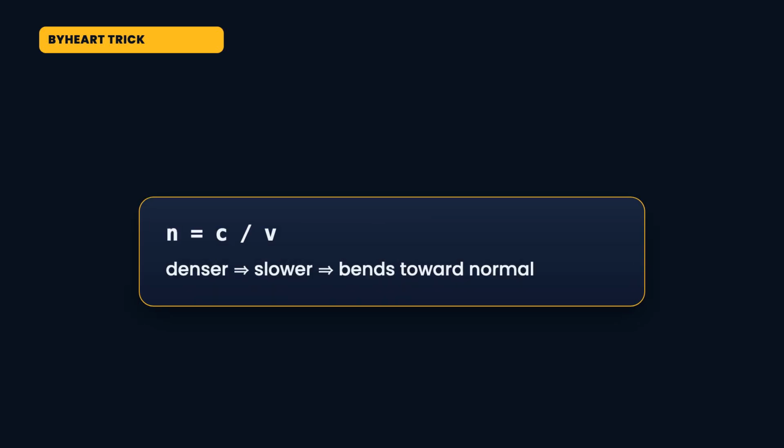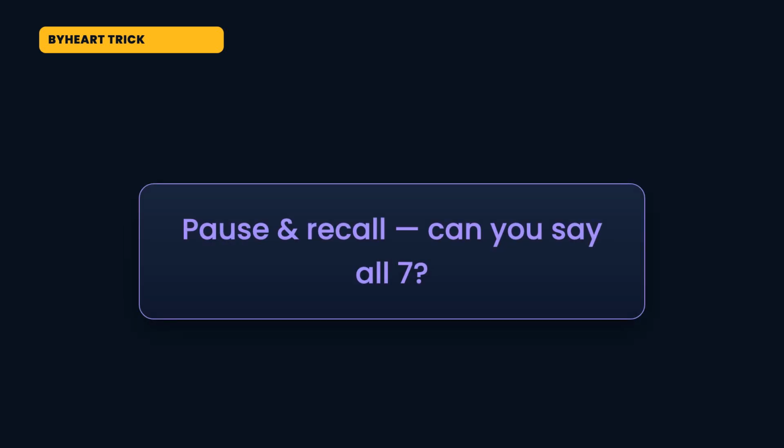6. Refractive index N equals C by V. Higher index means a denser medium, slower light, and more bending toward the normal. Now pause the video, cover the screen. Can you say them from memory? That one act of recall is worth 10 rereads.